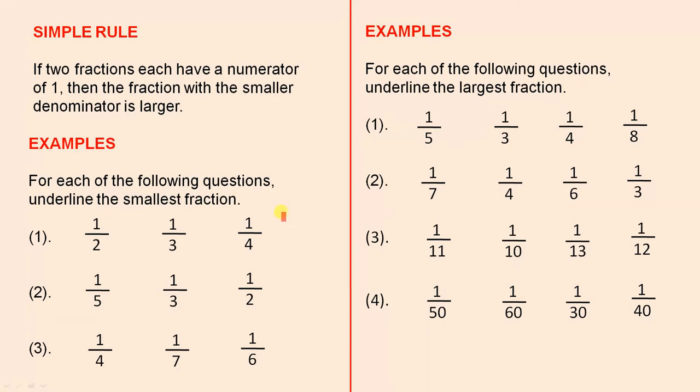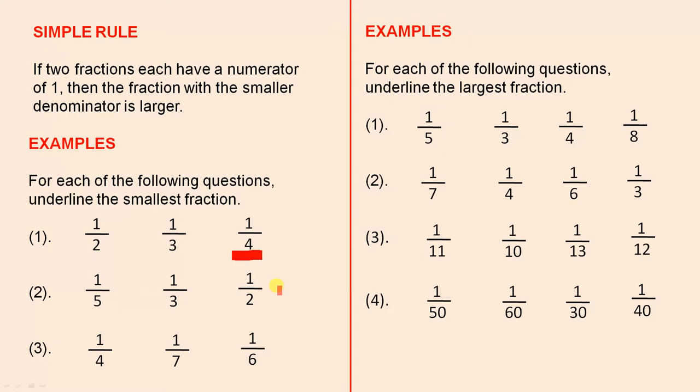For each of the following questions, underline the smallest fraction. Okay? Now, the smallest fraction of those 3 must be the one with the larger denominator, because that tells us the pizza has been cut into 4 pieces. So each of those 4 pieces must be smaller than each of those. So that is the smallest fraction.